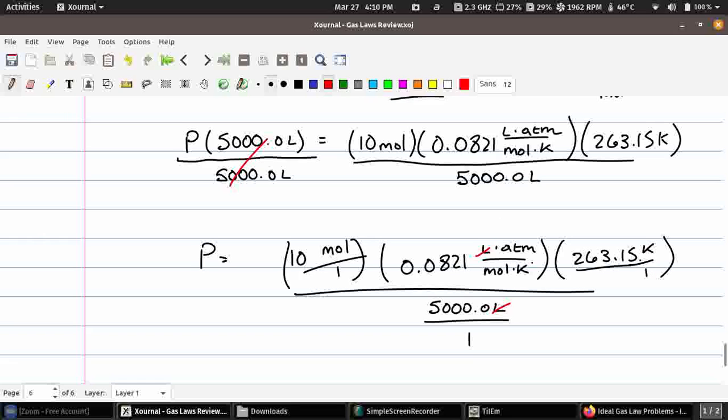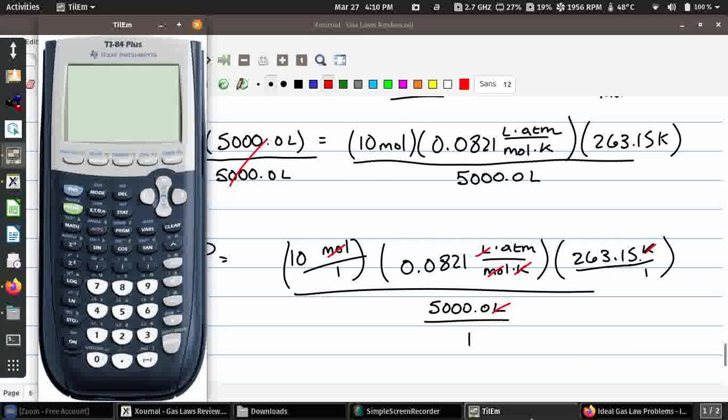Kelvin over 1 is on top of this Kelvin. This Kelvin cancels. This mole is on the bottom of this fraction, meaning it's all on the bottom of this, so it cancels. So we're only left with atmospheres, which is what we are looking for. Now we have to plug this into the calculator.